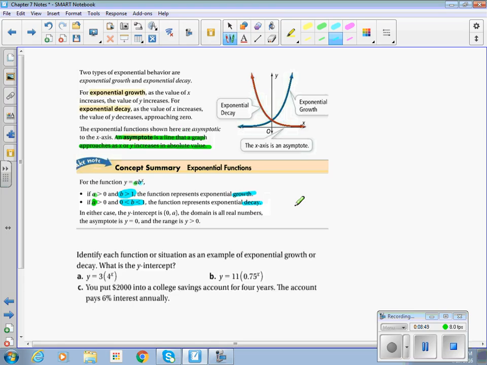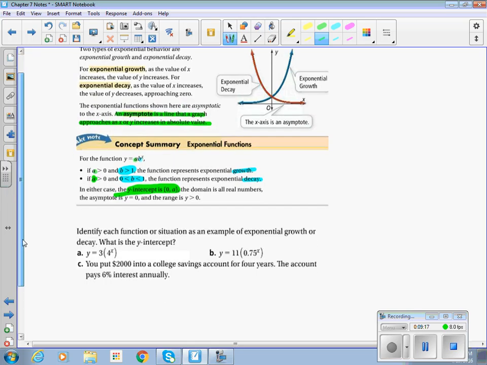In either case, the y-intercept is (0, a). So whatever that a value is, that coefficient, that tells us what our y-intercept is. The domain is all real numbers, and the asymptote is y equals 0. The range is y greater than 0.